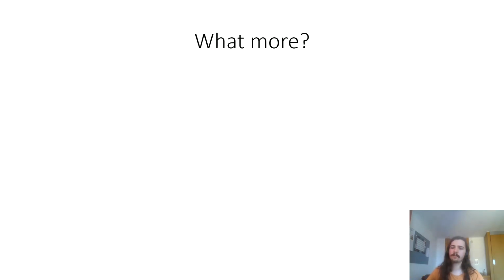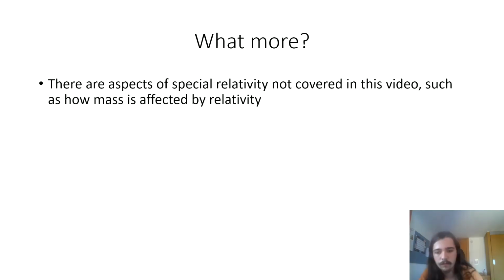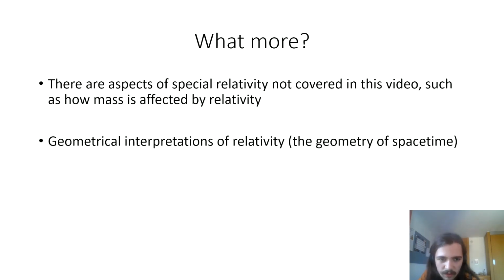So that brings us towards the end of the topics that are covered in this video. There are a few things that we haven't covered. For example, how mass is affected by relativity is a big topic. There are also geometrical interpretations of relativity. So some of the things I imagine are probably still seeming quite counterintuitive, and there are geometrical interpretations that make things make a bit more sense.